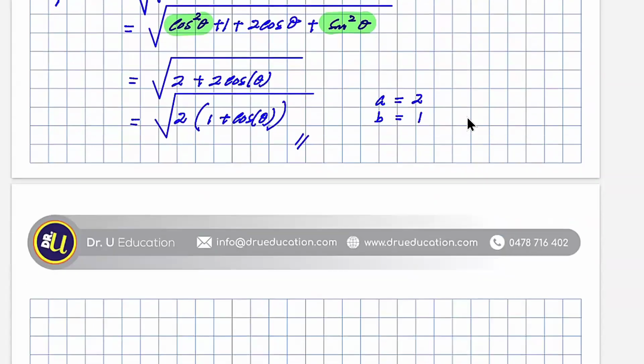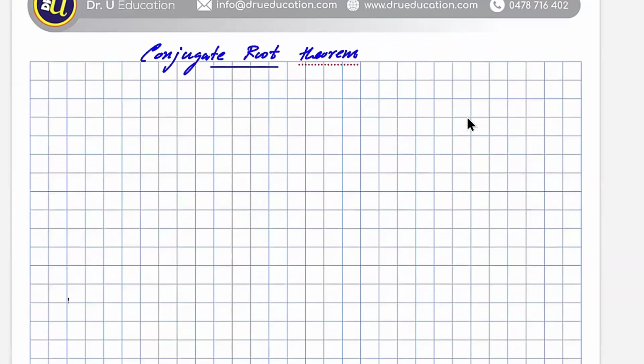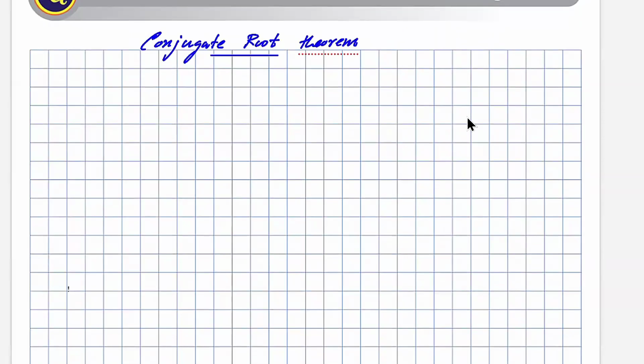So let me discuss another important theorem with you. Conjugate root theorem. Write down with me. Conjugate root theorem. So suppose this is the theorem, okay?